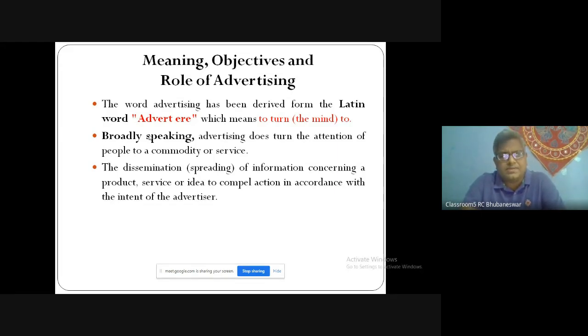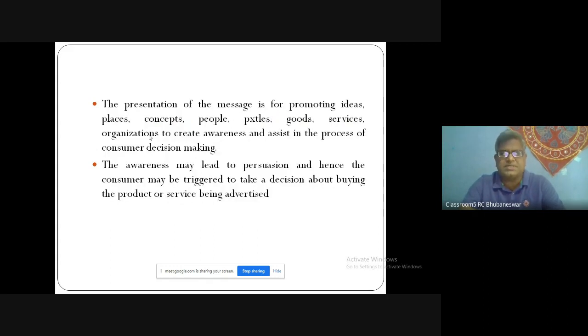My dear students, if you talk about advertising, it comes from the Latin word advertere, and it means to turn. That is, advertere means to turn, or the mind has changed. Advertising or advertisement draws the attention of the people to a commodity or services also. It turns the attention. How will it turn the attention? Through some information you can focus on, the intent of the advertiser can change. Another one is through presentation of a message. It also works through promoting ideas, places, concepts, people, goods, and services. There are different concepts. Some idea awareness leads to perception also.